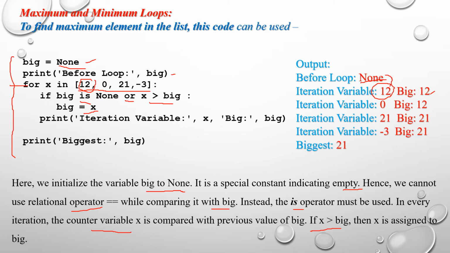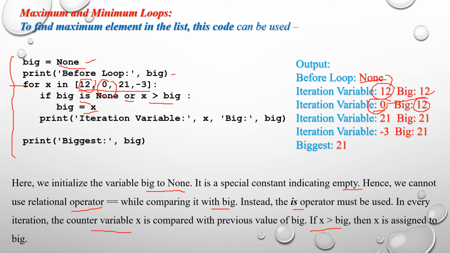In the next iteration, the value 0 is compared with the previous stored value. The previous stored value in the accumulator is 12. So 12 is compared with 0. After comparing, the interpreter is going to print the bigger value. The bigger value is 12, so 12 is going to print.